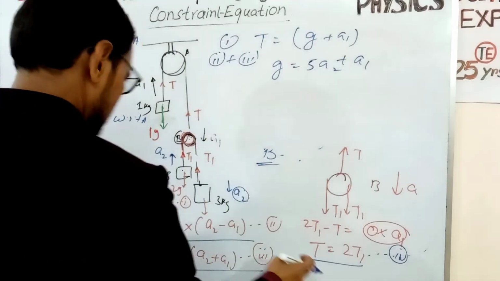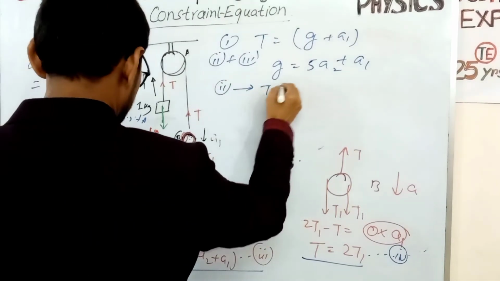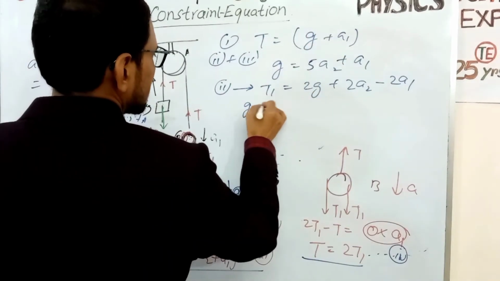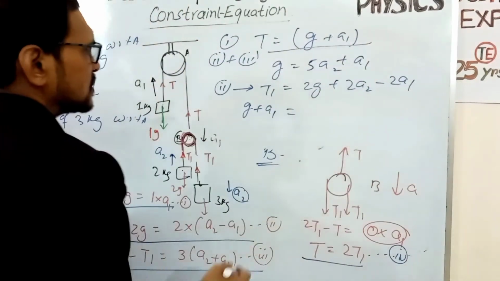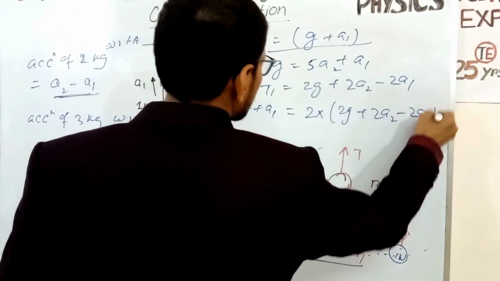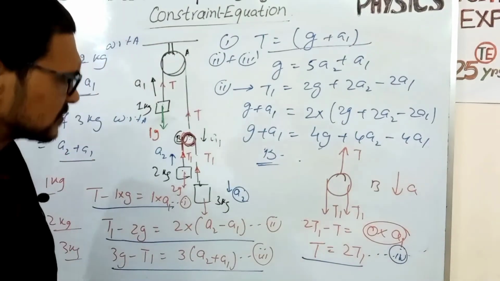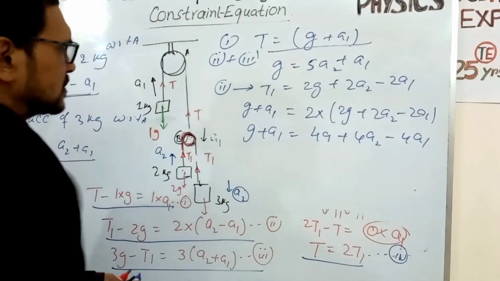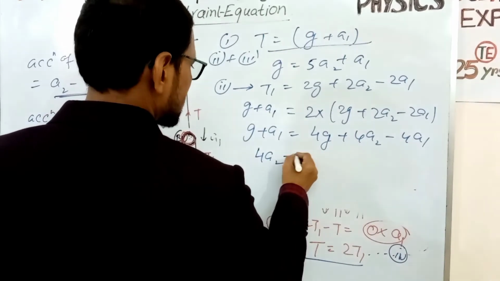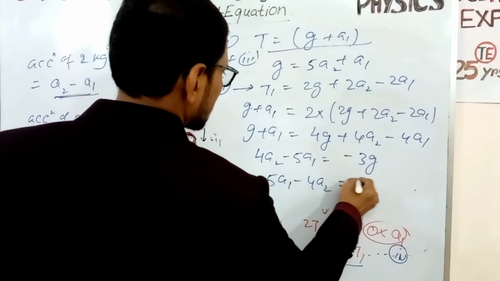From this, T equals this, and from equation 2 we get T1 equals G plus a2 minus a1. So T equals G plus a1 equals 2T1, that is 2G plus 2a2 minus 2a1. That is G plus a1 equals 2G plus 2a2 minus 2a1. So 5a1 minus 4a2 equals 3G.